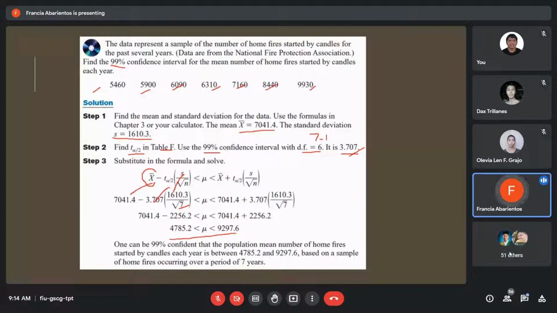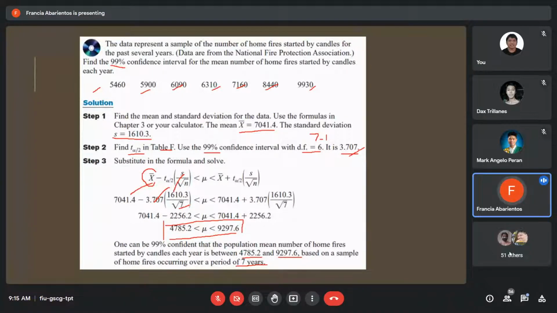One can be 99% confident that the population mean number of home fires started by candles each year is between 4,785.2 and 9,297.6, based on a sample of home fires occurring over a period of 7 years. So this is now the 99% confidence interval.